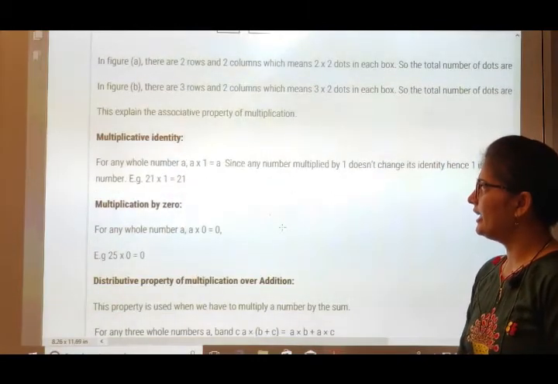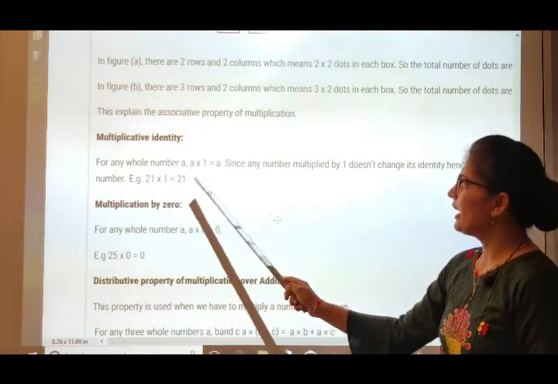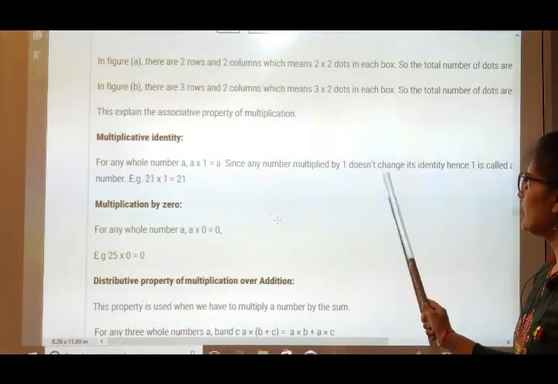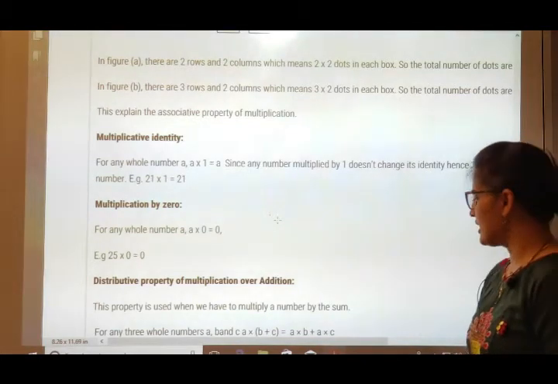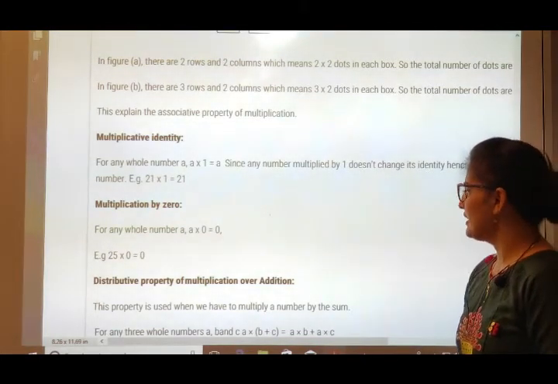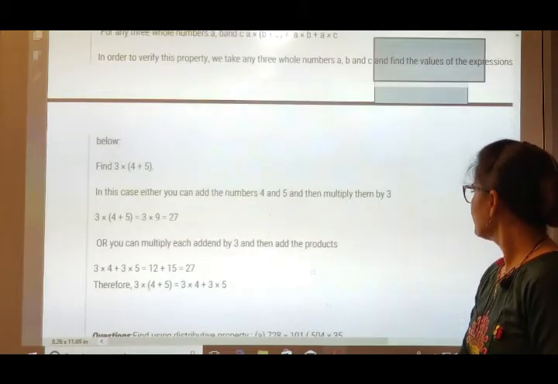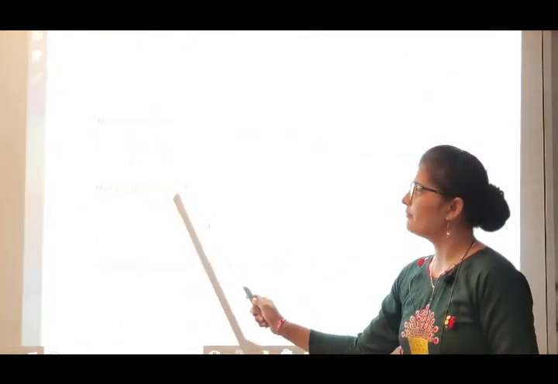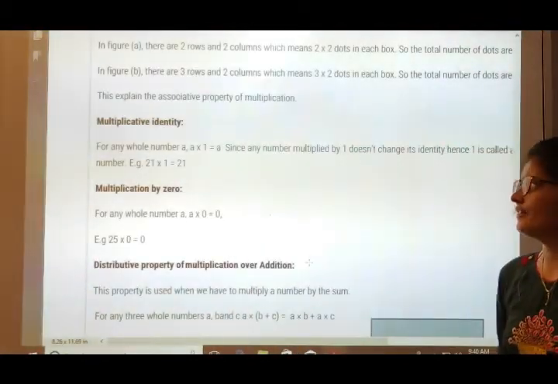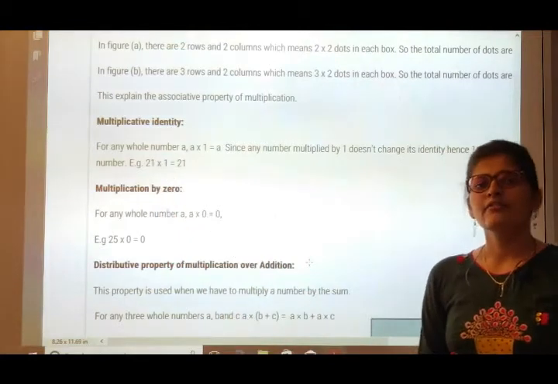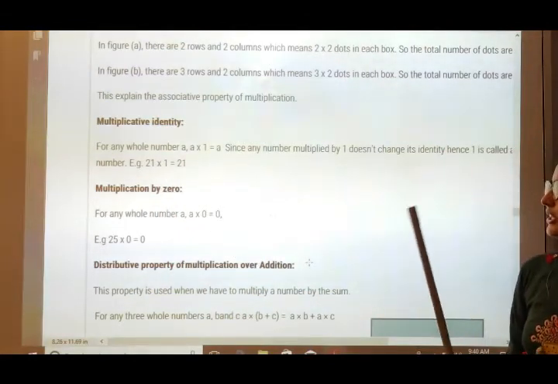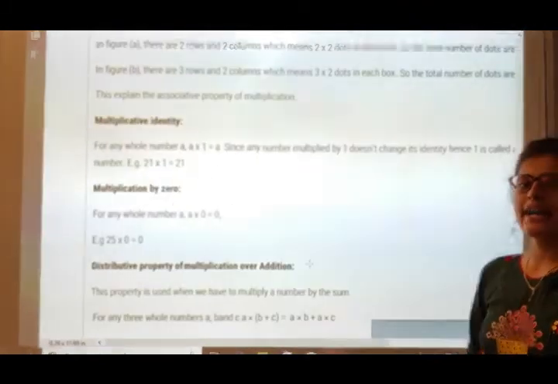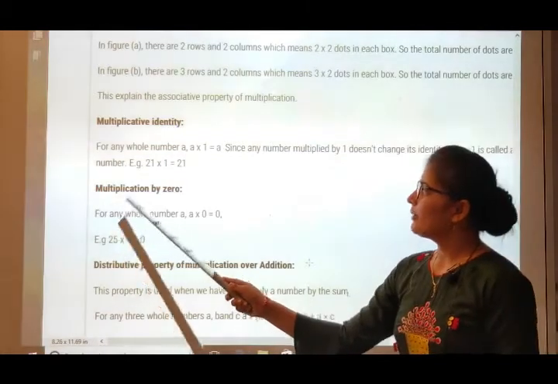Now multiplicative identity. For any whole number A, A multiplied by 1 is equal to A. Since any number multiplied by 1 doesn't change its identity, hence 1 is the multiplicative identity. So here an example is given, 21 multiplied by 1 will be equal to 21. Here A we have taken as 21. So any whole number you are multiplying with 1, the same number you are getting as the answer. So 1 is the multiplicative identity. This is important.